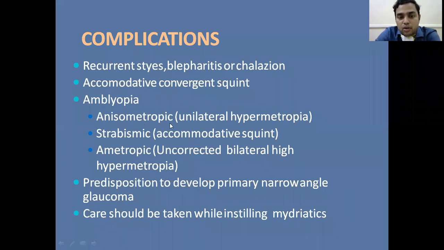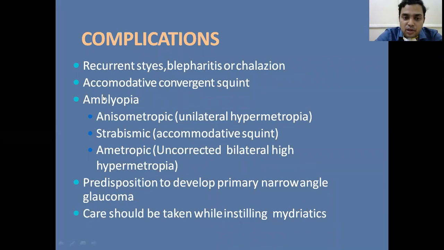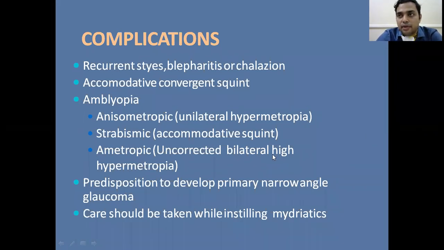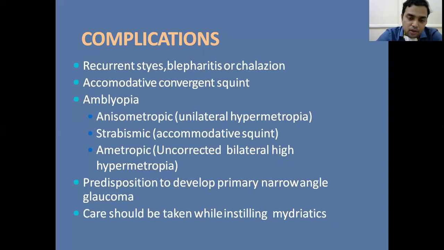It may be anisometropic amblyopia, where in case of unilateral hypermetropia, the difference in the refractive error between the two eyes is more than 2.5 diopters. That we call anisometropic amblyopia. And because of the continuous accommodative effort, the patient may have strabismic amblyopia, or the patient may have ametropic amblyopia. There is an uncorrected bilateral hypermetropia. In such cases, the patient will have ametropic amblyopia.